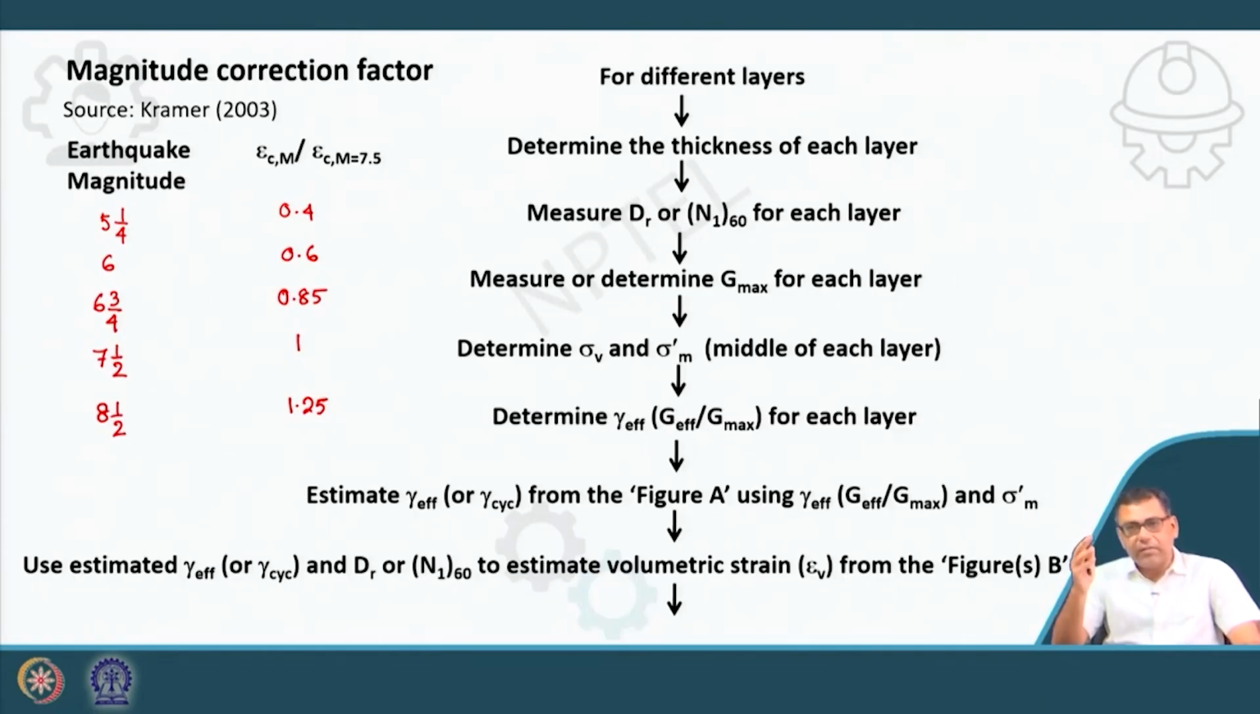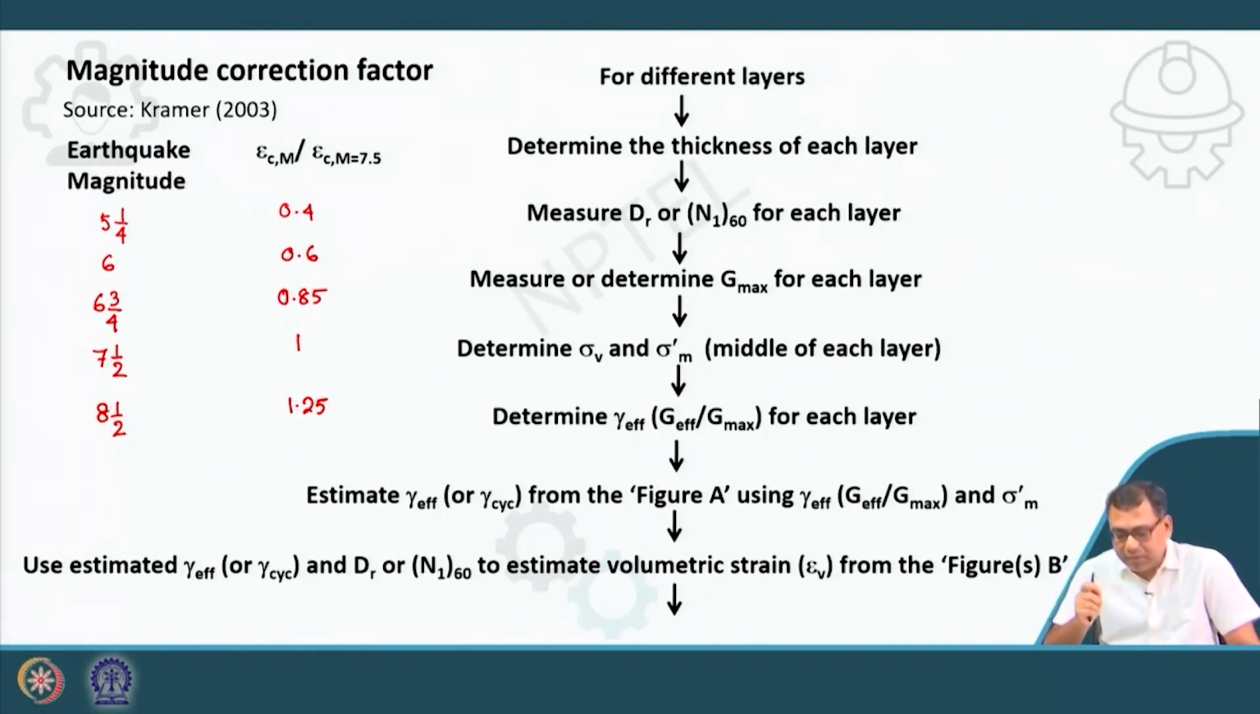Then measure the N value, or you have already measured it. So that means you have the N value or Dr value. Dr means the relative density. Then you can measure the G max. You measure the G max or estimate the G max based on the N160 value. I will give you the expression, or I have already given the expression. You can use those expressions also. Either you measure the G max of each layer or sub layer, or you estimate the G max based on the N value.